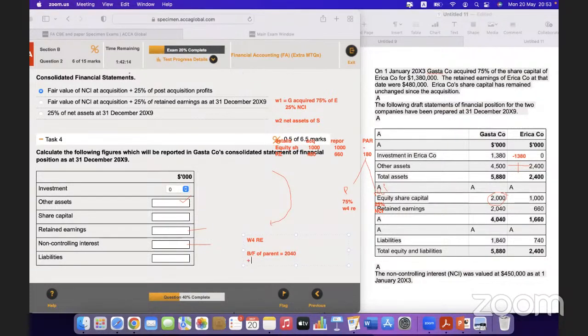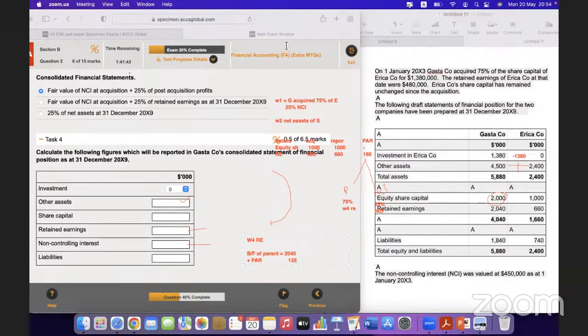Plus post acquisition reserve. Post acquisition reserve means here you have 180, and the parent will get 75%. So how much is 75% of that? 180 times 75%, the answer will be 135. Add these both, you will have your answer. That's it. But you need to know the equation, memorize it. So the brought forward of the parent, which is 2040, plus the post acquisition reserve, meaning the parent's share of 180.